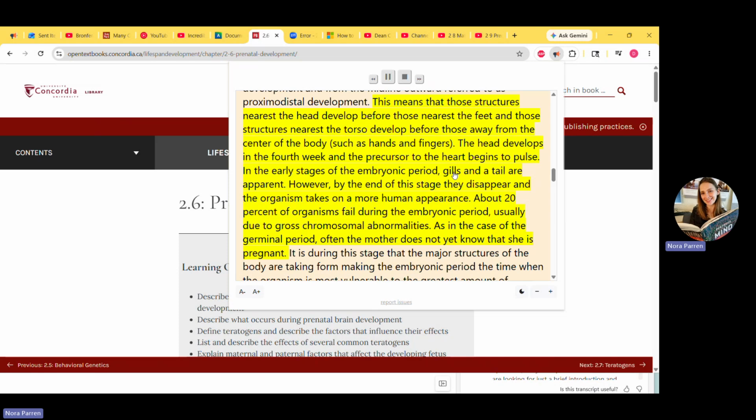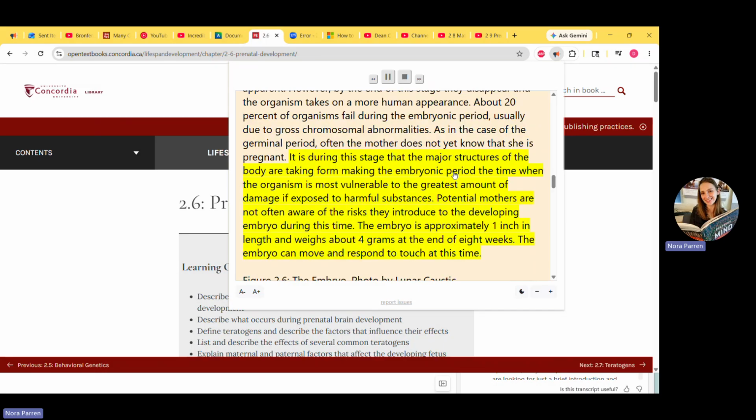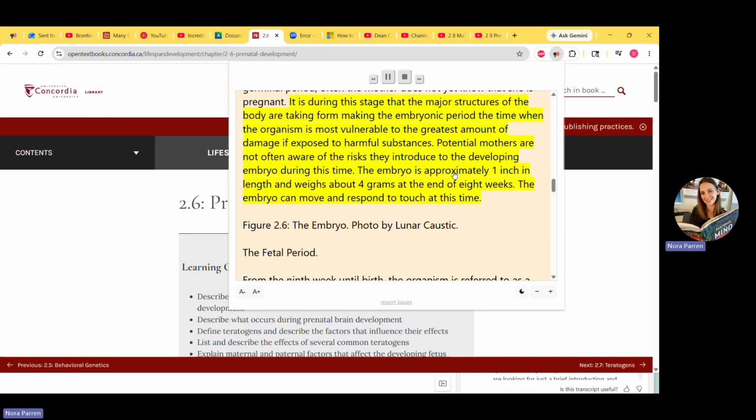About 20% of organisms fail during the embryonic period, usually due to gross chromosomal abnormalities. As in the case of the germinal period, often the mother does not yet know that she is pregnant. It is during this stage that the major structures of the body are taking form, making the embryonic period the time when the organism is most vulnerable to the greatest amount of damage if exposed to harmful substances. Potential mothers are not often aware of the risks they introduce to the developing embryo during this time. The embryo is approximately 1 inch in length and weighs about 4 grams at the end of 8 weeks.